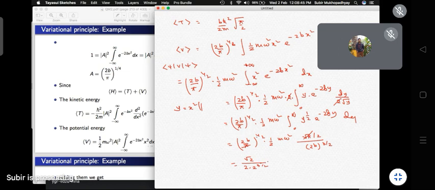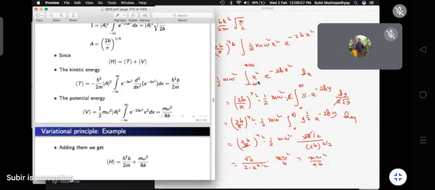Then we have b to the power half in the numerator, b to the power 3 by 2 in the denominator. That means a b in the denominator, right? M omega square by b. In other words, this becomes 2 root 2, root 2 to cancel out, 4. M omega square by 4. Let's see if that's correct.